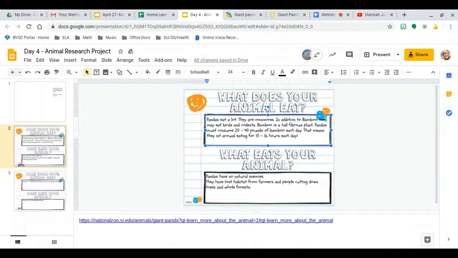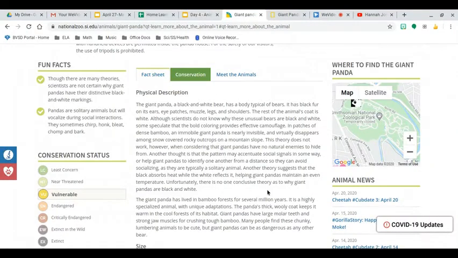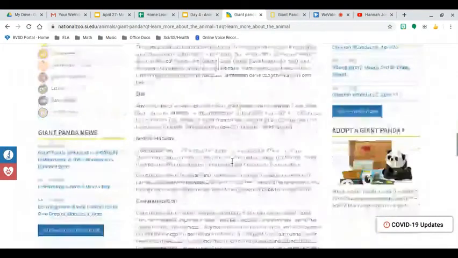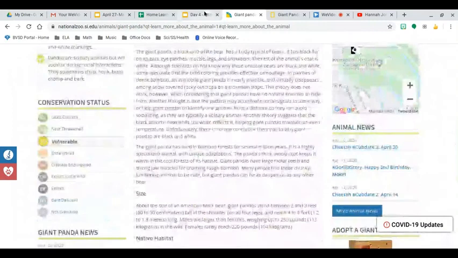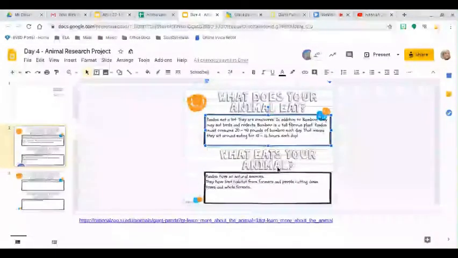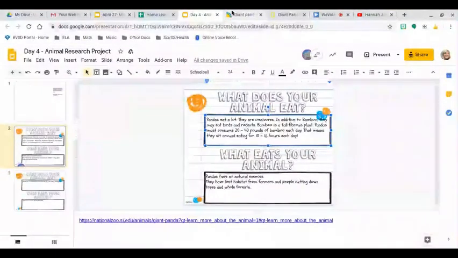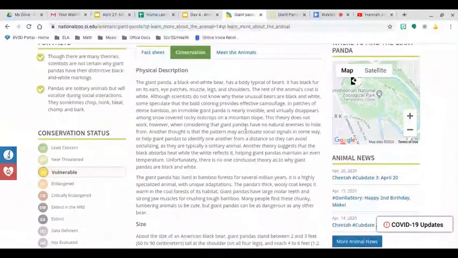Okay, so for what eats your animal? I had to go back to my page where I got all my information from, and I remembered that when I went through all the different subtitles, size, native habitat, communication, there wasn't ever anything that stuck out to me that would tell me that it had information about prey and predators. So, man, I really had to use my critical thinking skills and come up with a way that I could find this information out. So I went back to the beginning and I just started reading again.